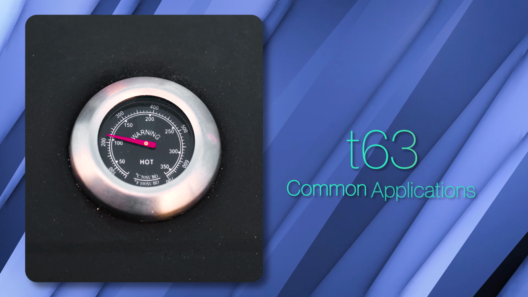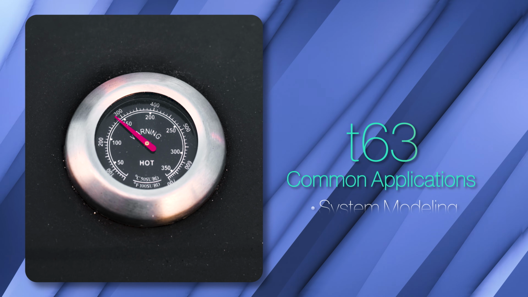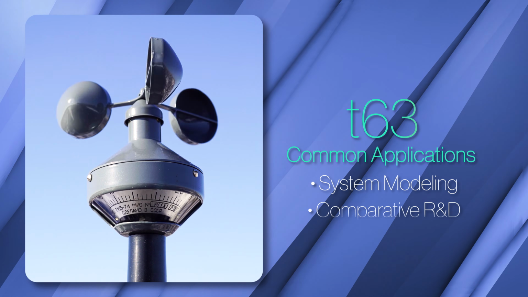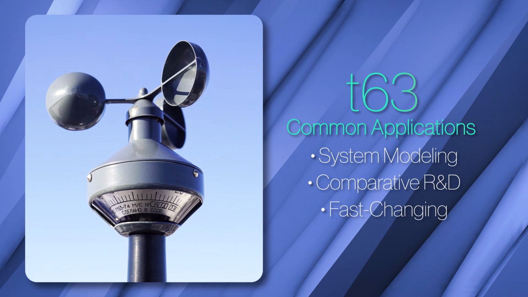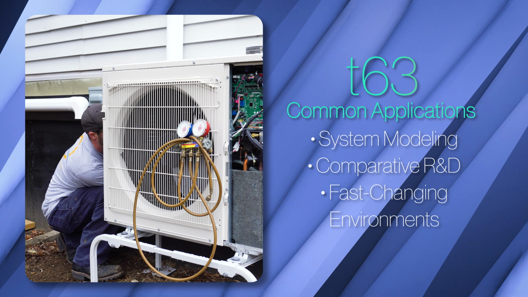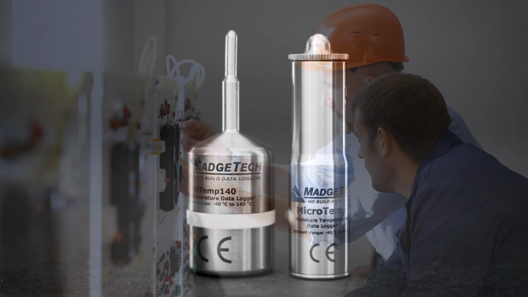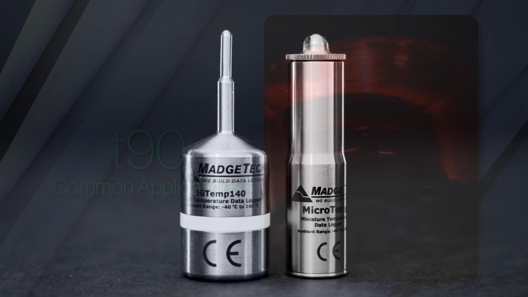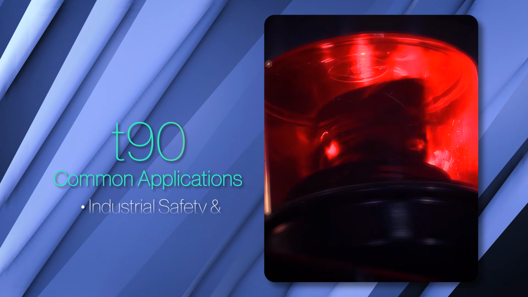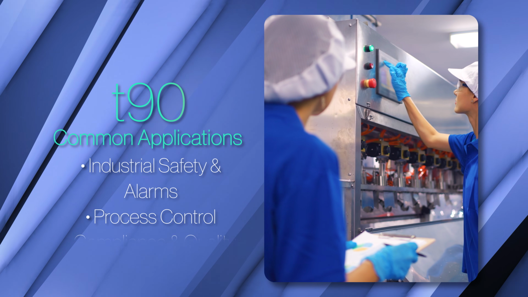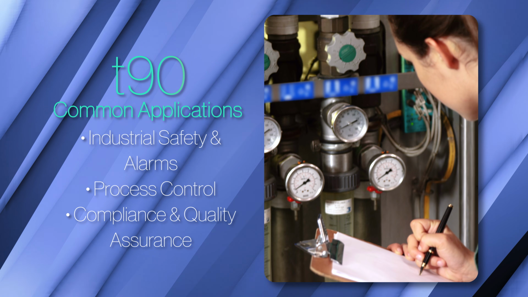T63 is the time it takes the sensor to reach 63% of the total temperature change after it's exposed to a new environment. This value also represents the sensor time constant and is commonly used by engineers in fast-changing environments and to compare sensor performance. Similarly to T63, T90 signifies the time it takes the sensor to reach 90% of the final temperature.